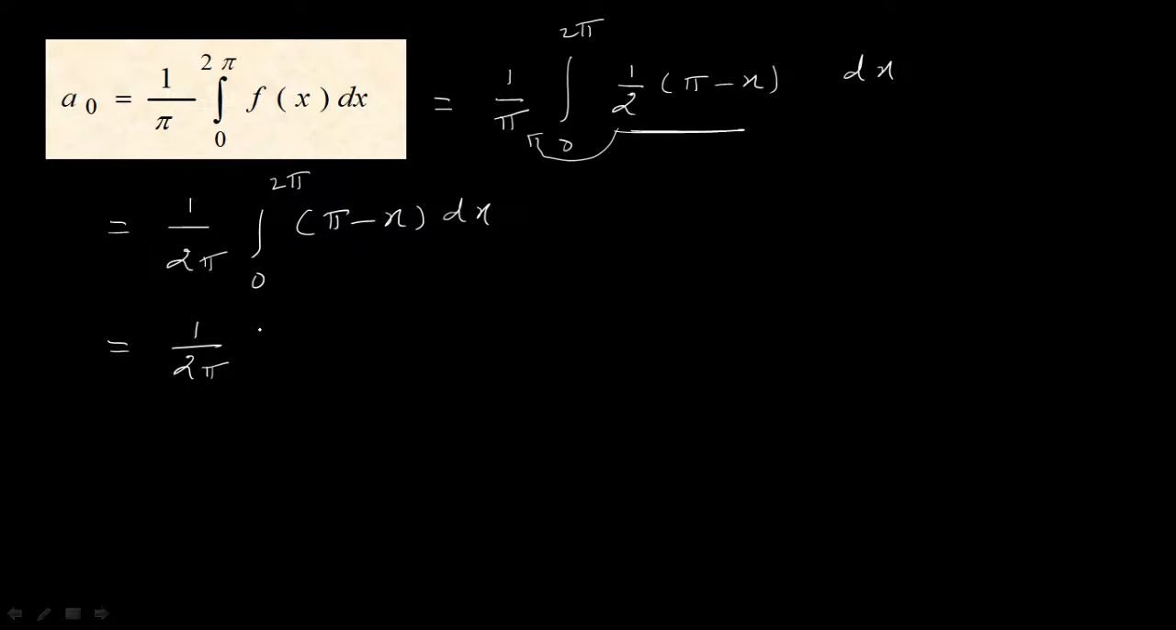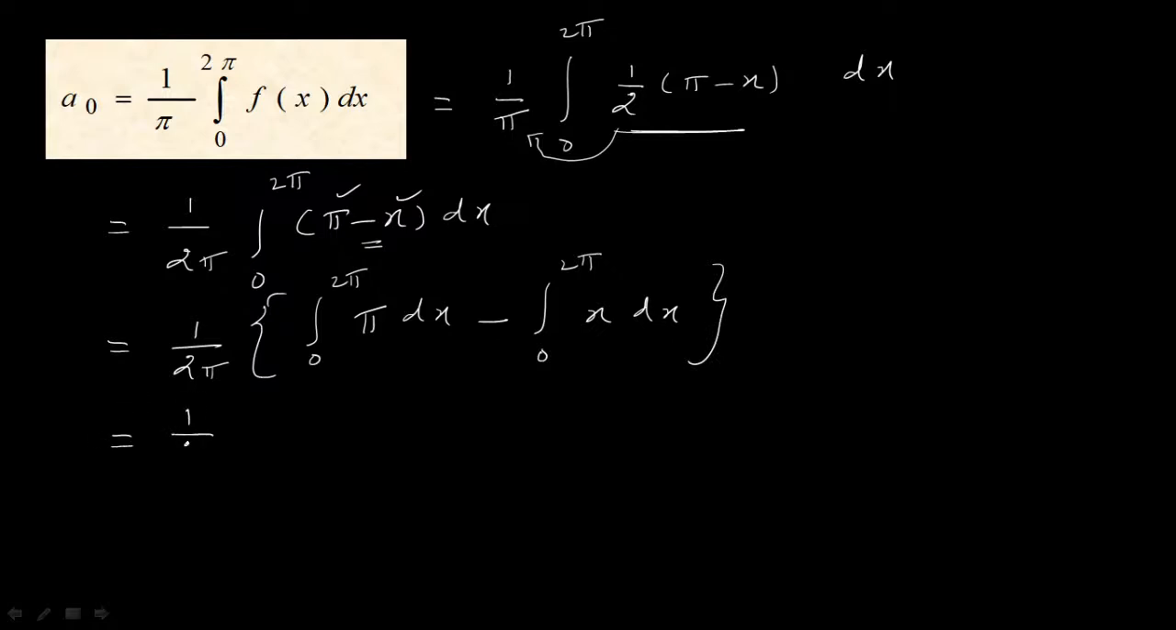That is, put a big parenthesis, integral 0 to 2 pi. First we have to write pi dx. Minus, because here we have the minus symbol. So minus integral 0 to 2 pi, then x dx. As I told you already, that is equal to 1 by 2 pi. Here pi is a constant. Here integration is with respect to x. Here we have pi, so pi is a constant.